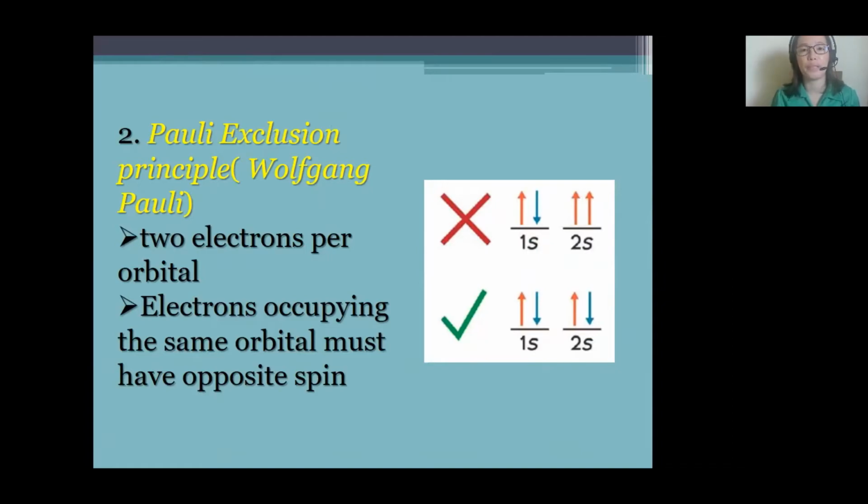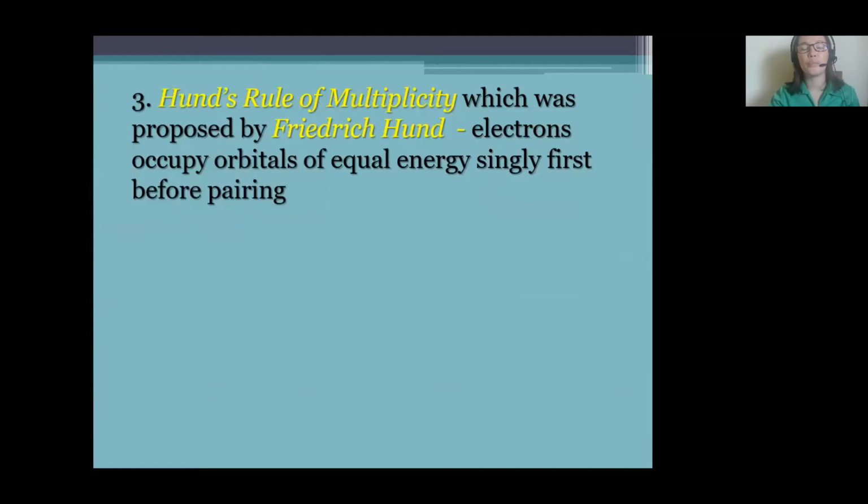Take note of the spin quantum number, positive 1/2 and negative 1/2. So this is how we are going to write the spin in filling the electron configuration per orbital. And for Hund's rule of multiplicity by Friedrich Hund, electrons occupy orbitals of equal energy singly first before pairing.